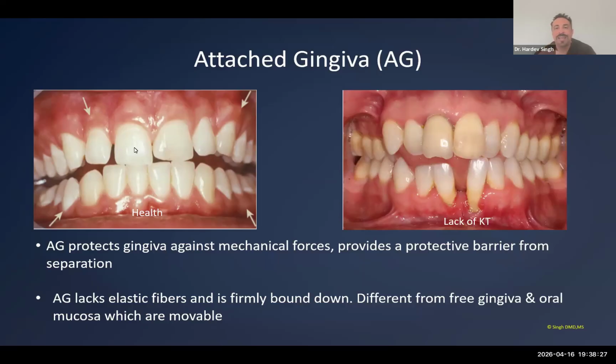So when you start to lack attached tissue, periodontists use a word, or you might hear the word, mucogingival deformity. So you just see an area that's always inflamed because it does not have any keratinized tissue.